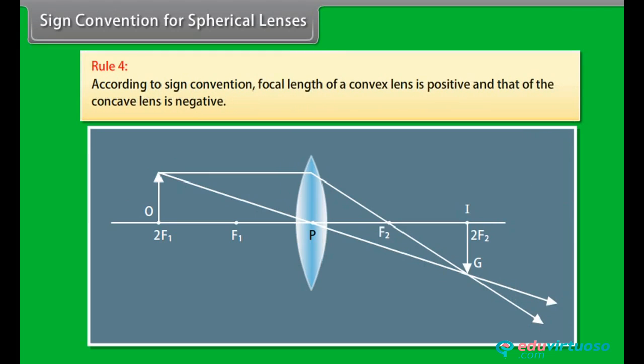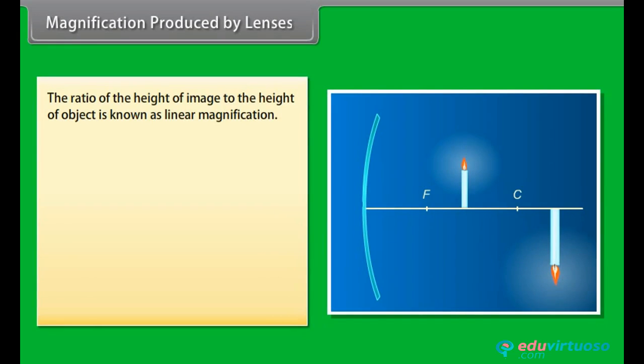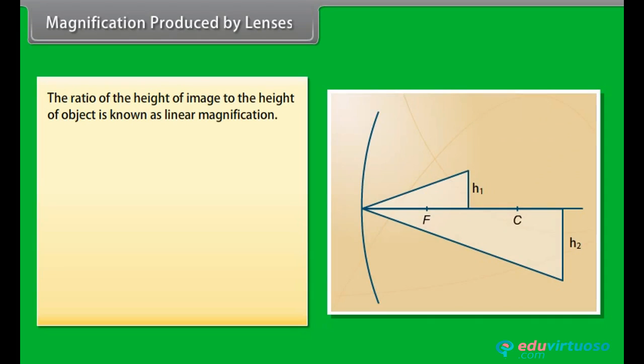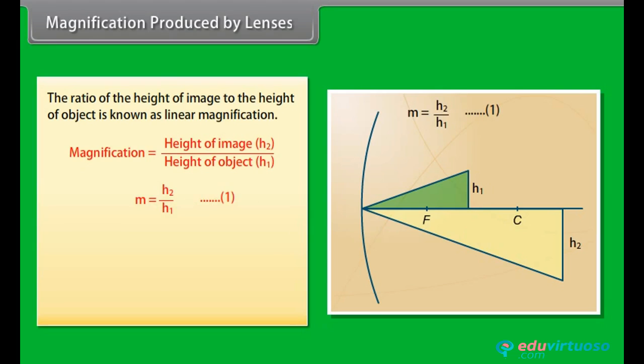Rule 4: According to sign convention, the focal length of a convex lens is positive and that of a concave lens is negative. Magnification produced by lenses. The ratio of the height of the image to the height of the object is known as linear magnification. Magnification is equal to height of image h2 upon height of object h1. M is equal to h2 upon h1, which is equation 1.